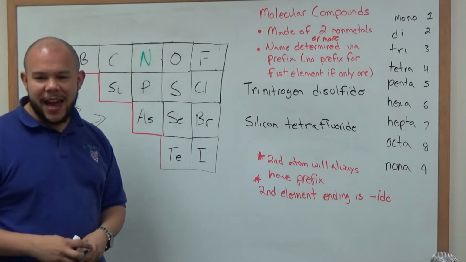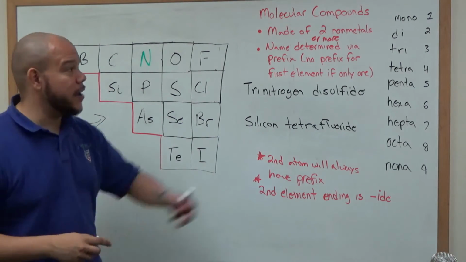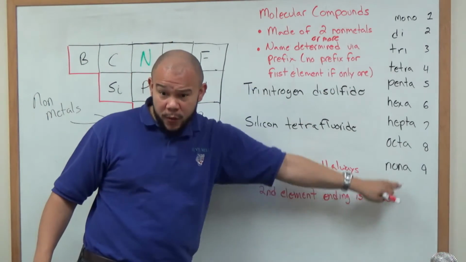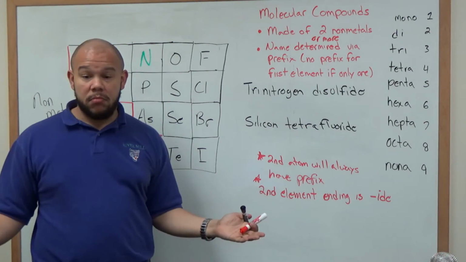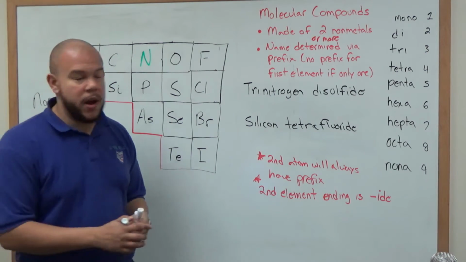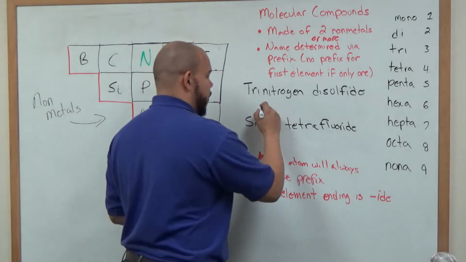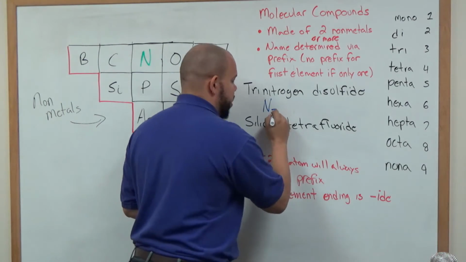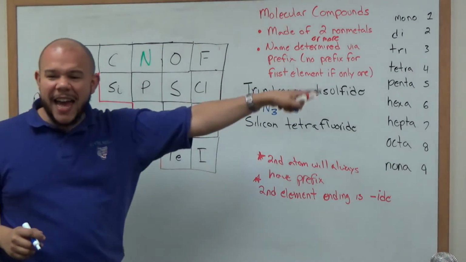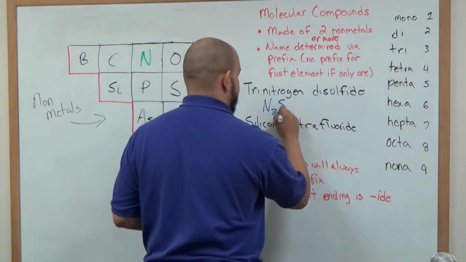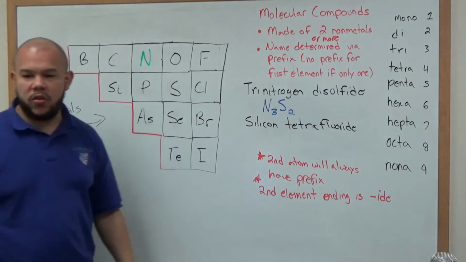So trinitrogen, that means we have 3 nitrogens. Again, if you do not know these prefixes and you start seeing them on a quiz or assessment, it's going to be very difficult for you to get it right. So trinitrogen disulfide means that we have N3. Sulfide is sulfur. Di is 2. N3S2.